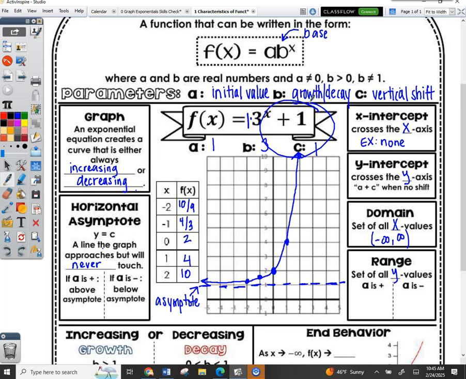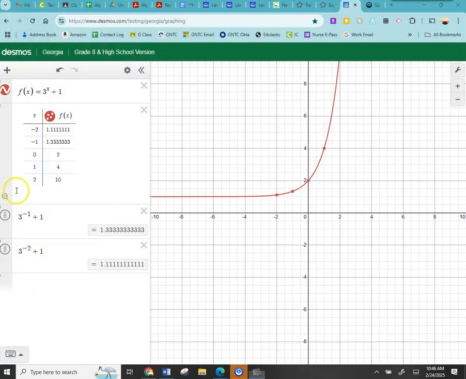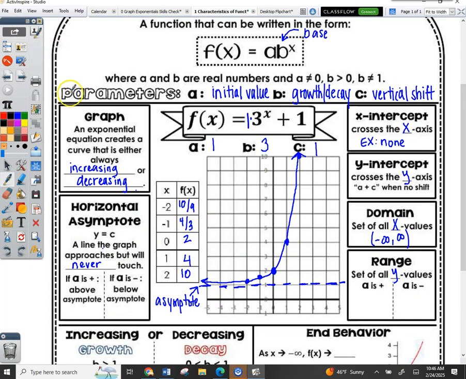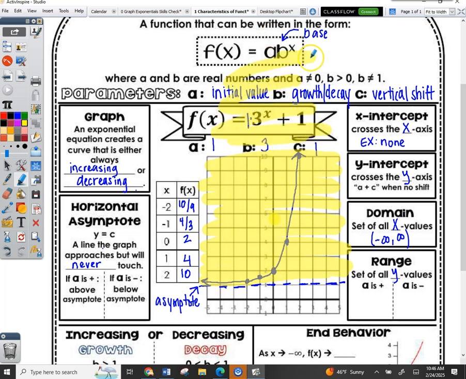Okay? Now, if there was no number here, then the asymptote is on the x-axis. So in this particular example, our range would be 1 to infinity. Because that's where the whole graph is. The graph is above the asymptote. So it's going to hit all these y values all the way up. Keep going and going and going, right?